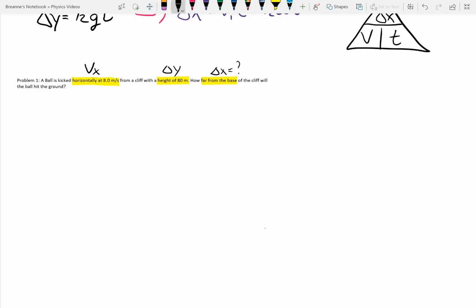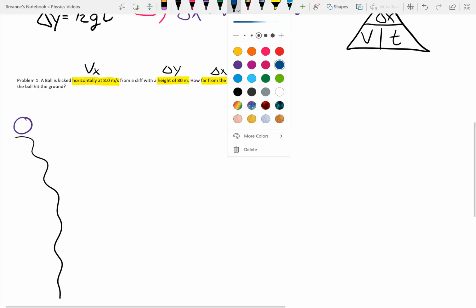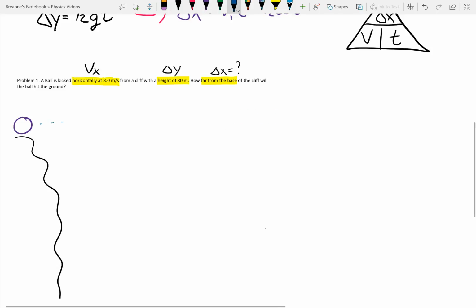So let's draw it out. We have our cliff. We have our ball on the cliff. And it's launched.